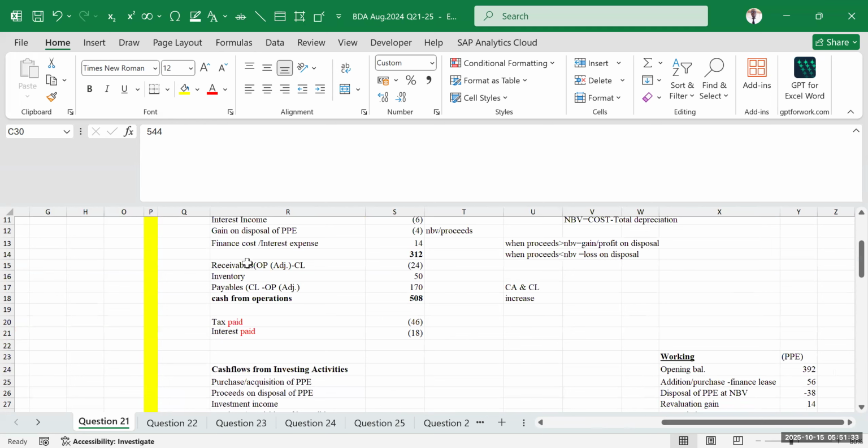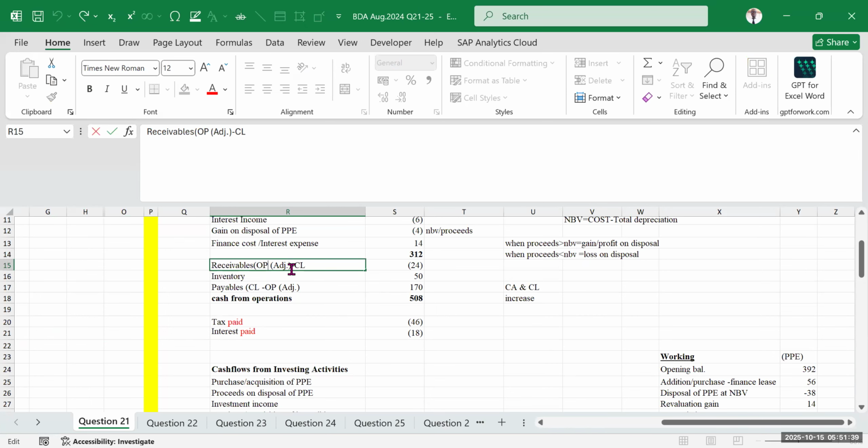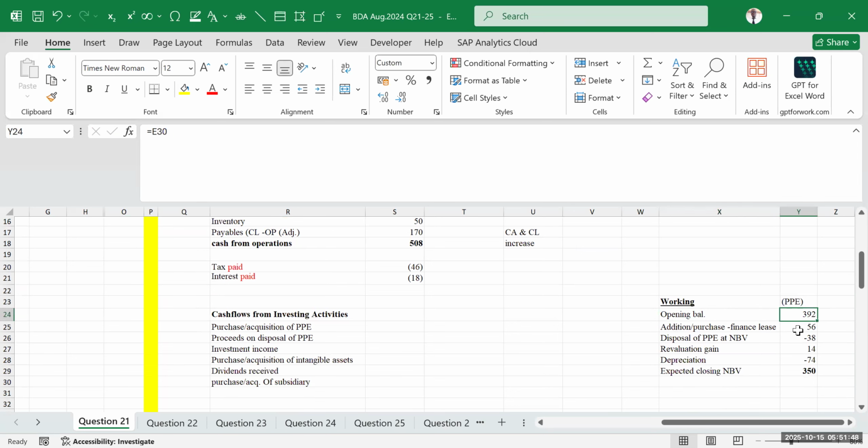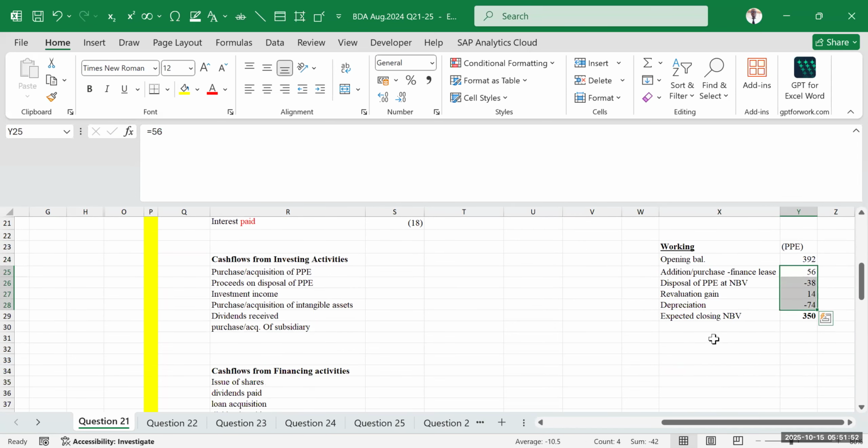It is the same logic that I told you to follow when we were adjusting for working capital. You see that element? We start with opening, then we do adjustments. Then we compare with what? Closing. It is the same thing we've done here. Opening, adjustments. Then we compare with the closing.